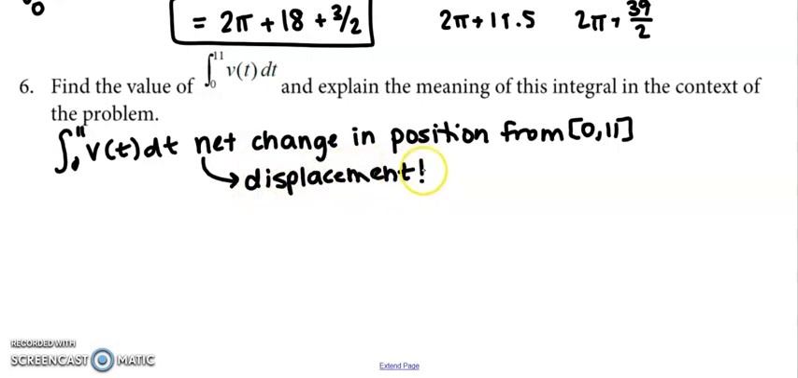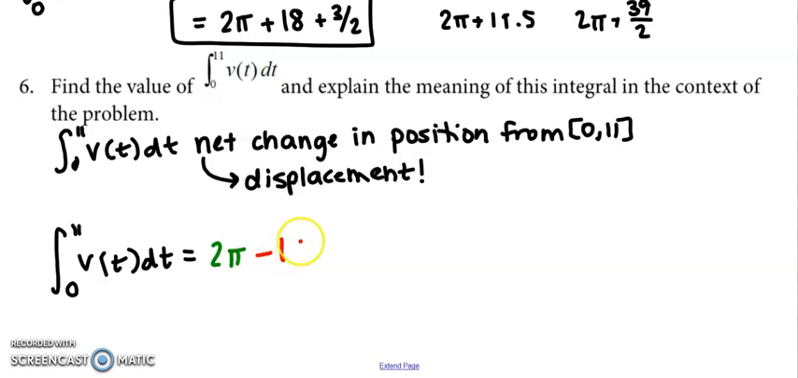Well, how do we find the definite integral between 0 and 11 of v of t? We already almost kind of did this when we found total distance traveled. That 2 pi is still going to be around. That 18 is still going to be around, except this time I need to account for the fact that I was moving left during that interval, and that 3/2 is still going to be around. So my final answer is equal to 2 pi minus 33/2, and this would mean that that's where my particle ends up at time 11.